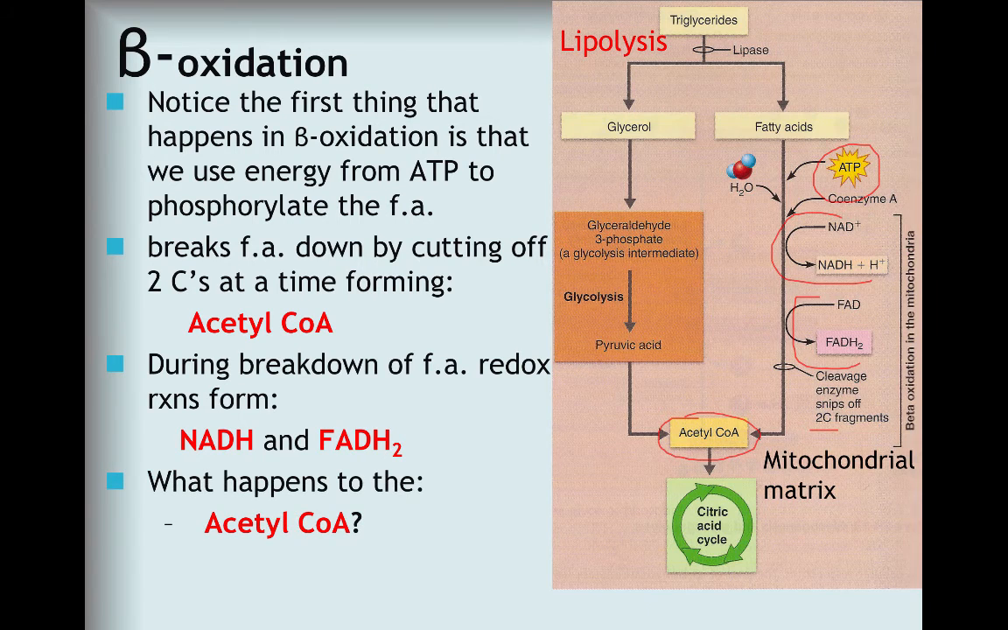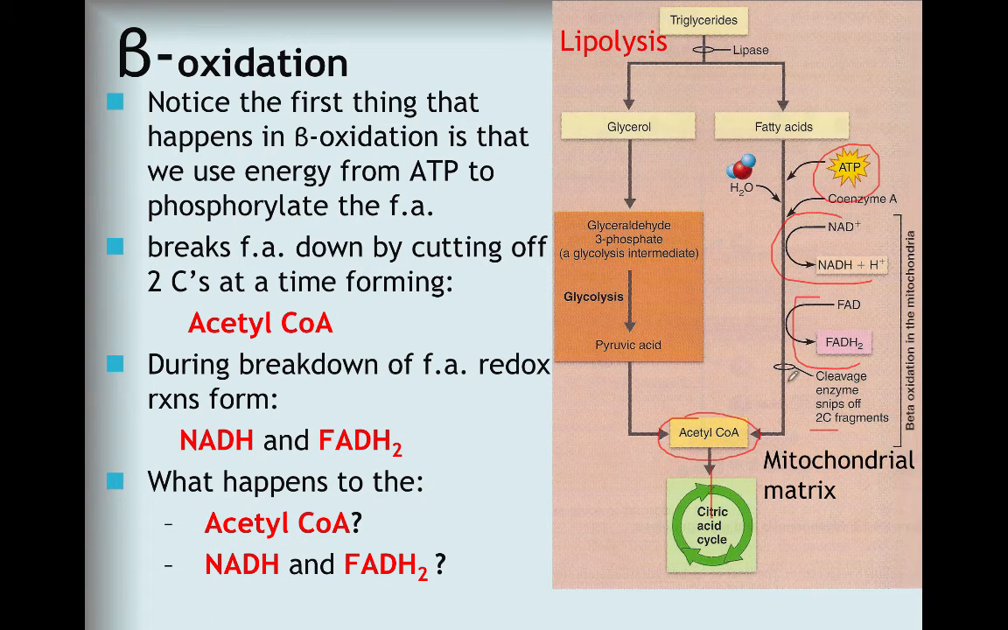Well, what's going to happen to the acetyl coenzyme A? As you can see here in the diagram, the acetyl coenzyme A goes into the Krebs cycle. What is it that's going to happen to the NADH and the FADH2? Well, the FADH2 and the NADH are going to go to electron transport.